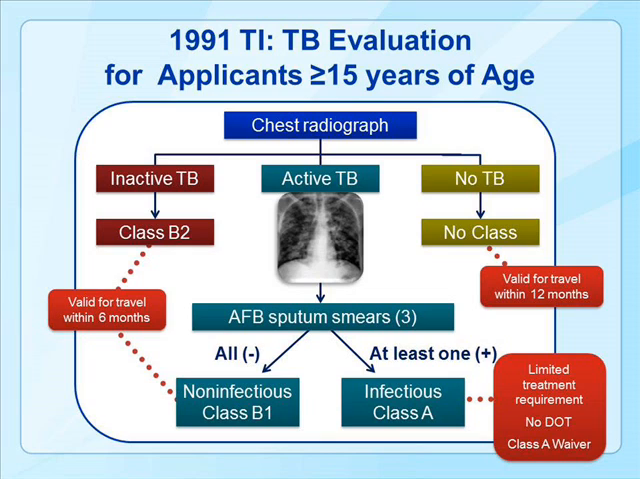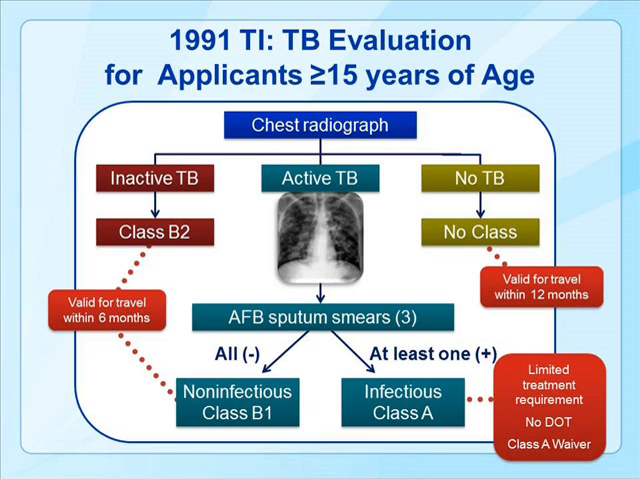And if they were felt to have active TB, then of course they gave 3 sputum smears only. If the smears were negative, they were considered to have non-infectious Class B1 status. If at least one of these smears was positive, they were thought to have infectious Class A status. And then, of course, based on an X-ray, if it was completely normal, they were felt to have no TB, given no classification, and travel was valid for 12 months. And again, as I mentioned, these Class A patients had limited treatment requirements overseas until considered non-infectious by negative smears, and then were able to travel once considered non-infectious.